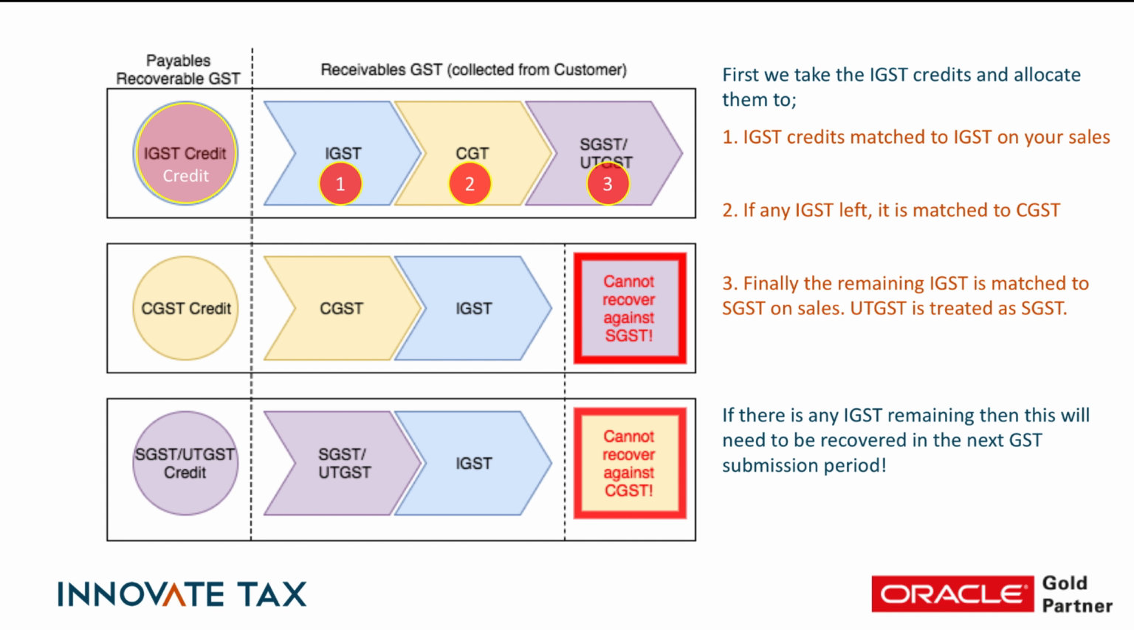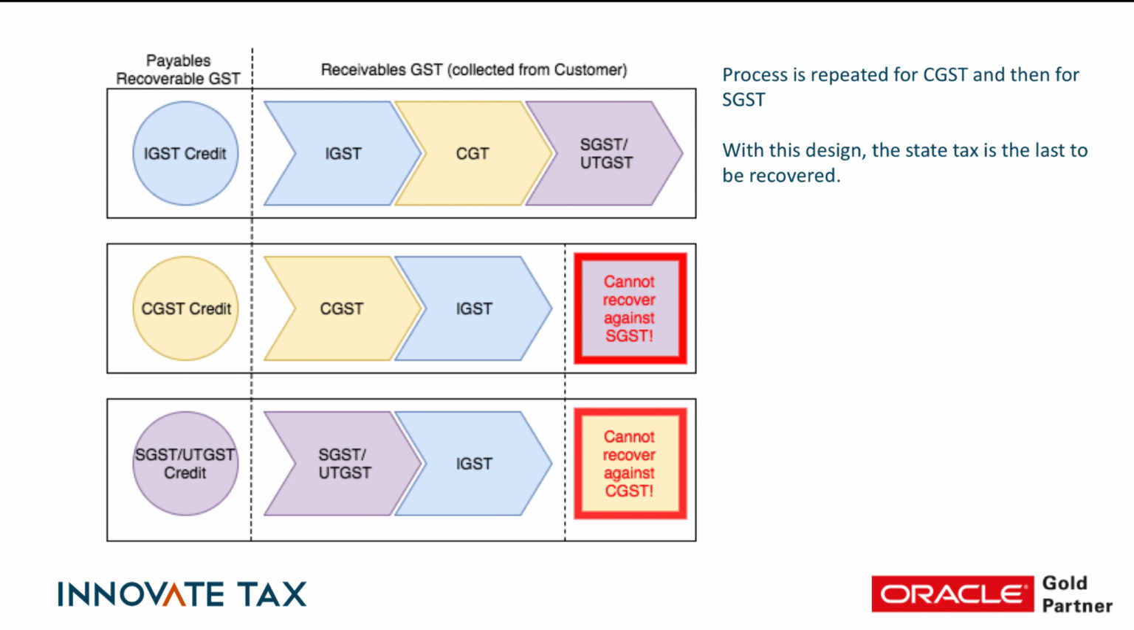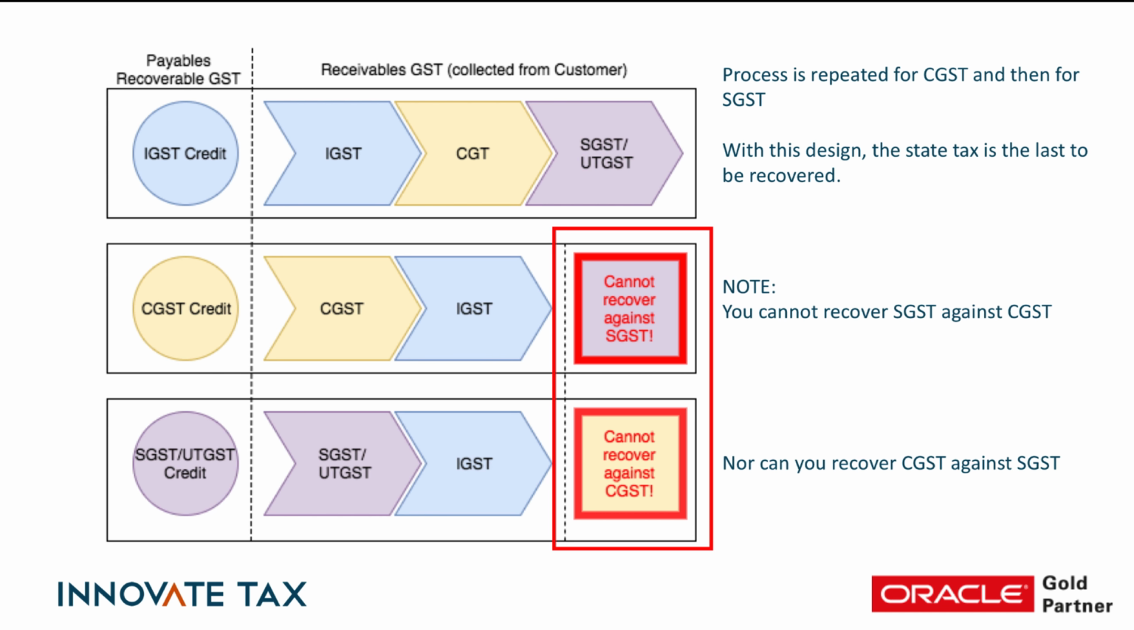Any GST remaining, as I said, would be covered over the submission period. But what is important is that when it comes to the allocation of CGST, we cannot assign it against any SGST. And likewise, with any SGST, we cannot assign it against any CGST. So that's very, very important.